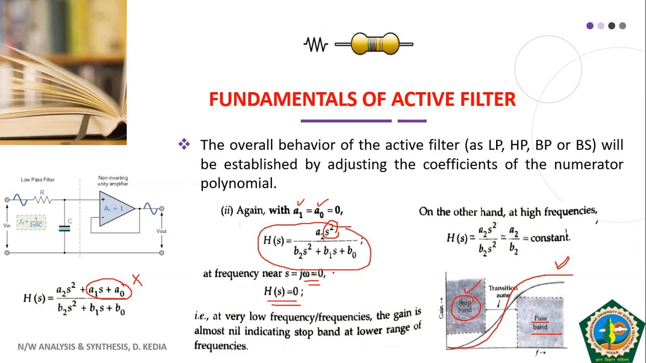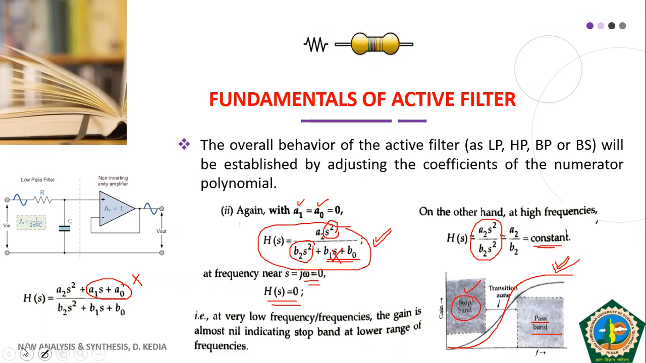Now, if we increase the frequency to higher frequencies, we have a naught and b2 square, which we assume insignificant. So for higher frequency, the s square will be cancelled and we have a constant value, meaning those frequencies are passed. This is how your active high pass filter looks in the form of a transfer function.